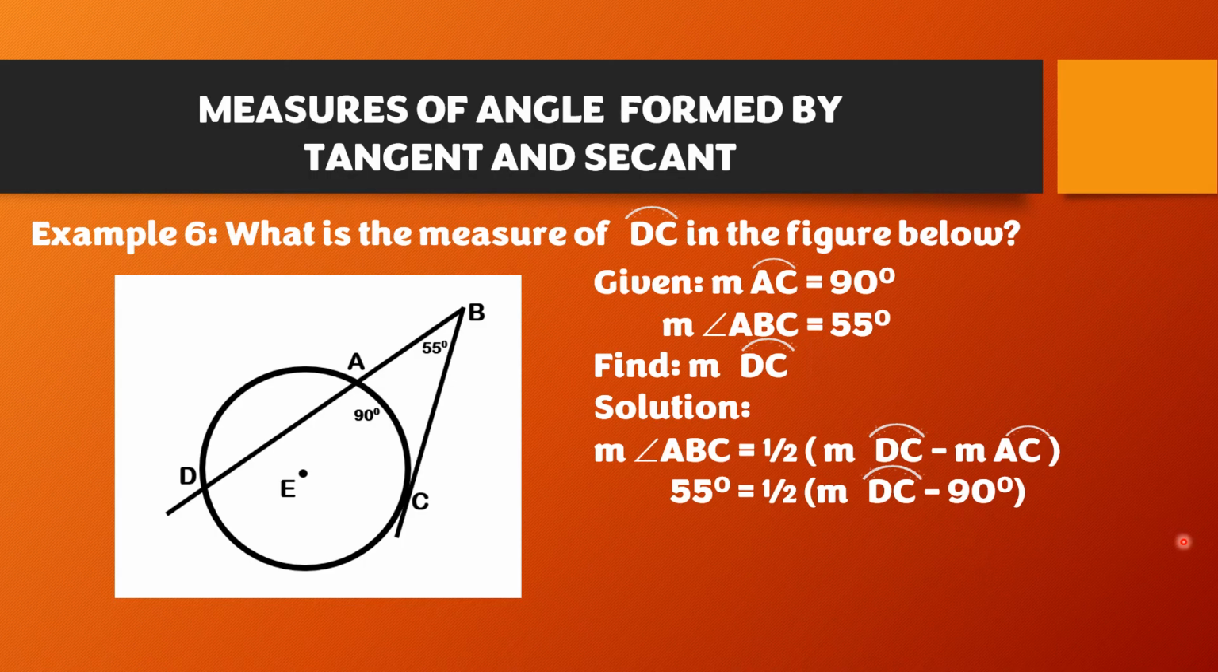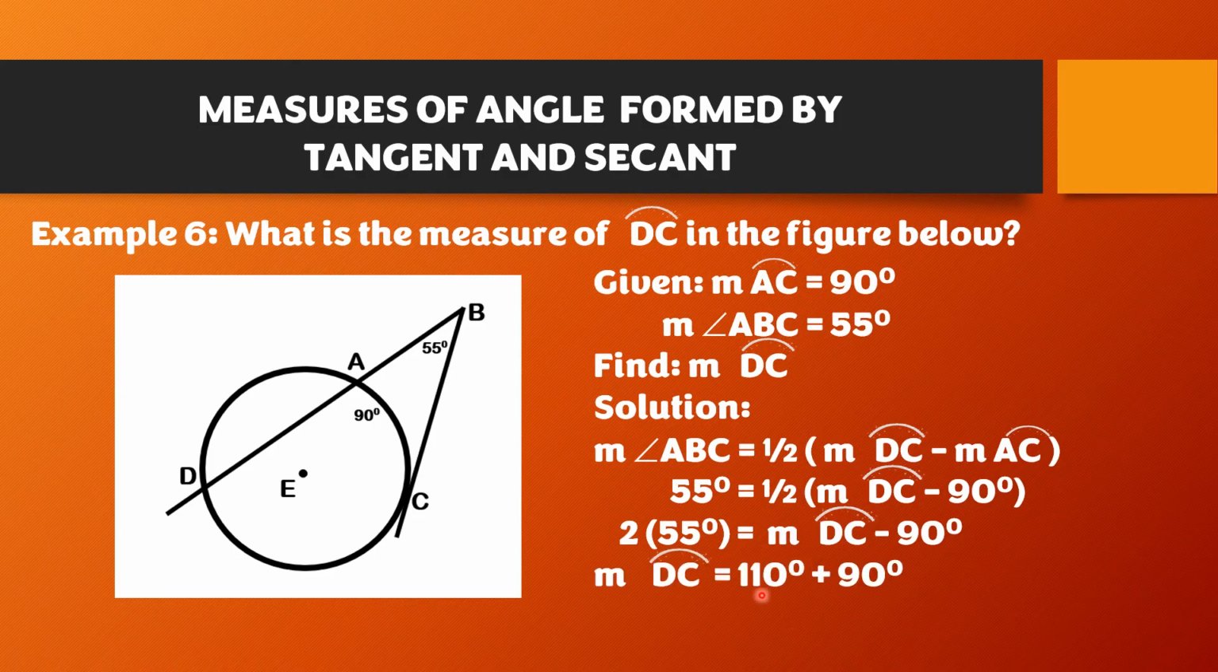And then we're going to simplify the equation. We're going to multiply the equation by 2, and we have 2 times 55 degrees is equal to the measure of arc DC minus 90 degrees. So here, we will multiply the left side and right side of the equation by 2. If we multiply 1/2 by 2, the answer is 1. That's why we have the measure of arc DC minus 90 degrees at the right side of the equation. And then 2 times 55 degrees is equal to 110 degrees.